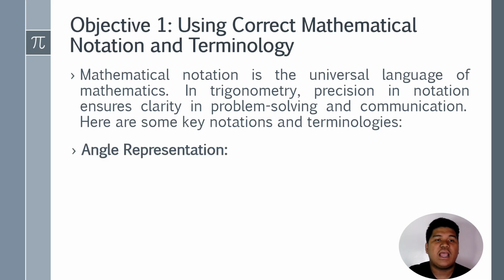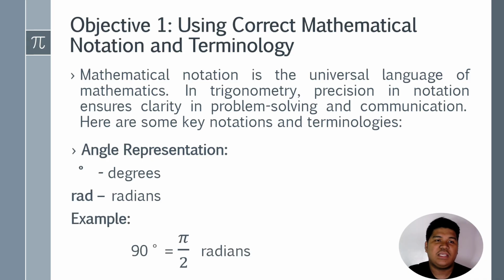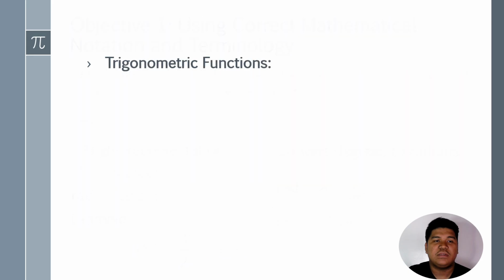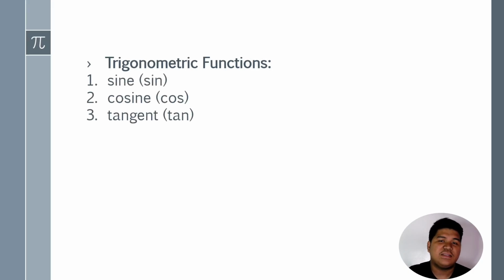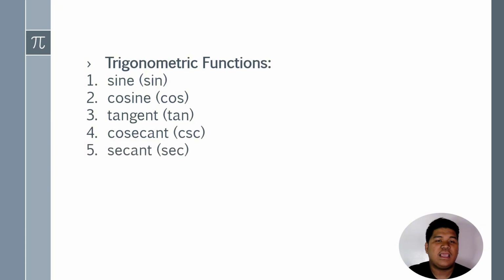First is angle representation. We use degrees and radians to measure angles. For example, 90 degrees is equal to pi over 2 radians. Second is trigonometric functions. These include sine, cosine, tangent, cosecant, secant, and cotangent.